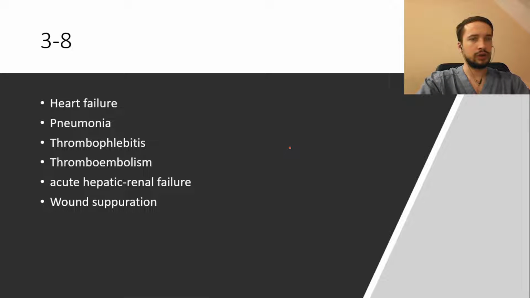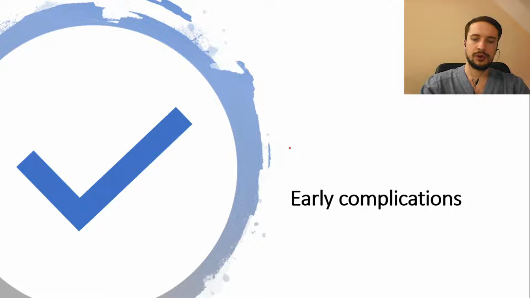We will talk about cardiovascular failure, for example, heart failure, pneumonia, thrombophlebitis, thromboembolism, acute hepatic renal failure, and wound suppuration. Yeah, wound suppuration. It's 3rd to 8th days. And we will talk about early complications. Early complications are complications that happen when the patient is in hospital.